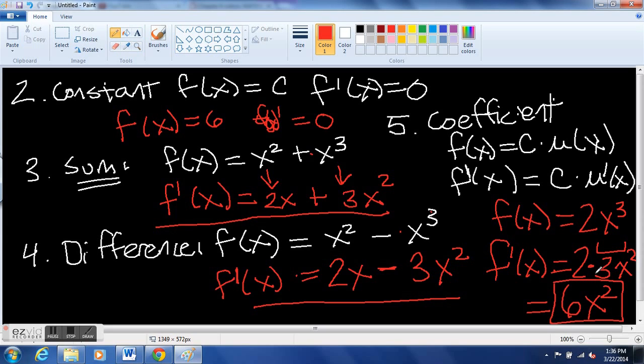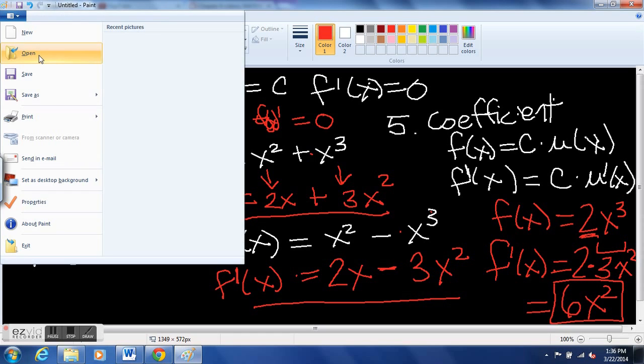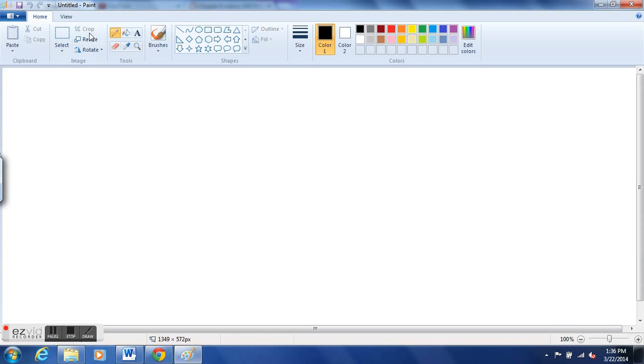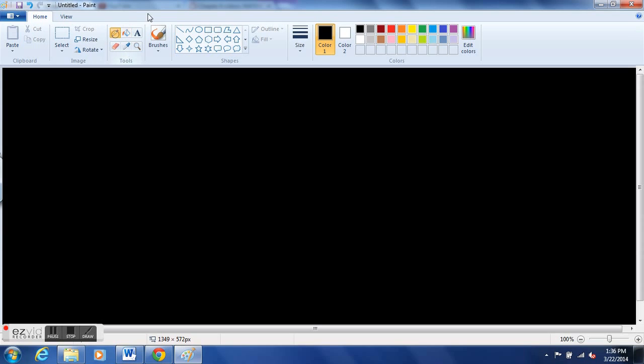So we can find the derivative of a constant is 0. The sum, you can add derivatives. Difference, you can subtract derivatives. Coefficient, you can pull this constant out in front. So I'm going to show you some problems where we put all of these rules together and start working these derivatives much faster than if you had to use the limit definition every time.